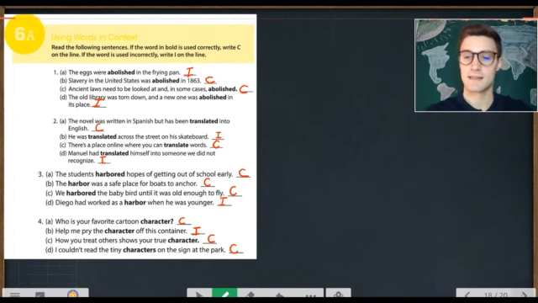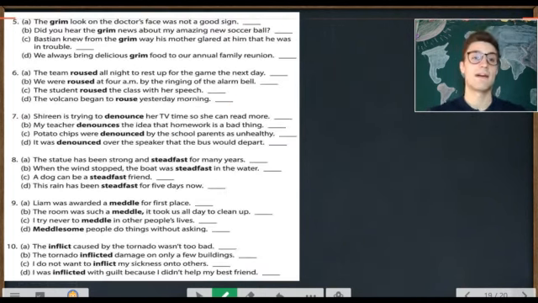Great. Next, number 5A. The grim look on the doctor's face was not a good sign. A grim look. Correct. Could be like this. A stern, unfriendly look.